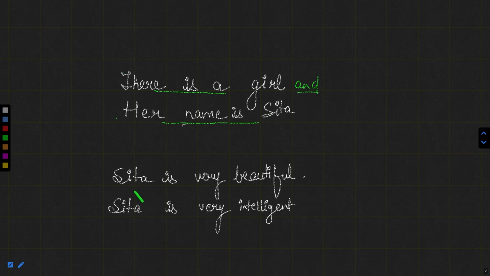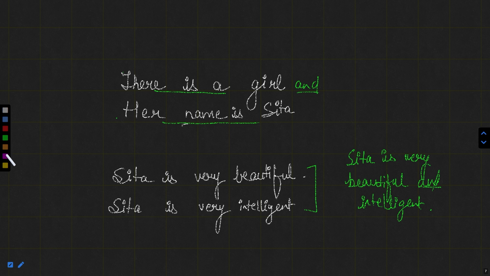Now, Sita is very beautiful is one sentence, and Sita is very intelligent is another. We can write this as Sita is very beautiful and intelligent. These are two different sentences, but we have joined them together with the help of and. So this and is simply adding these two sentences together. These two sentences were complete in themselves, yet we have joined them using the conjunction and. We can also use the word but.